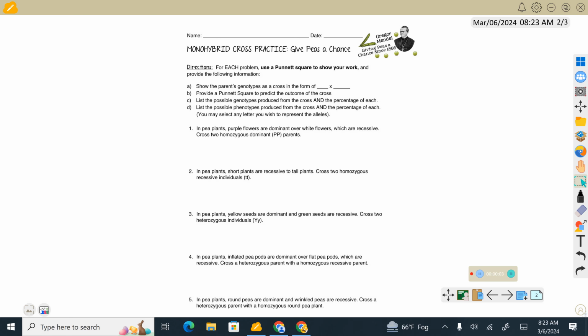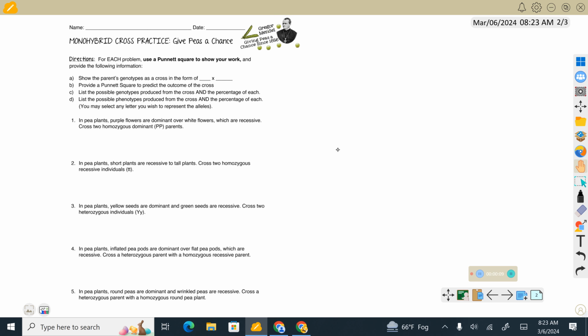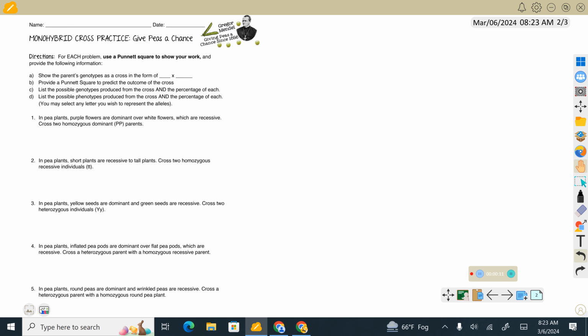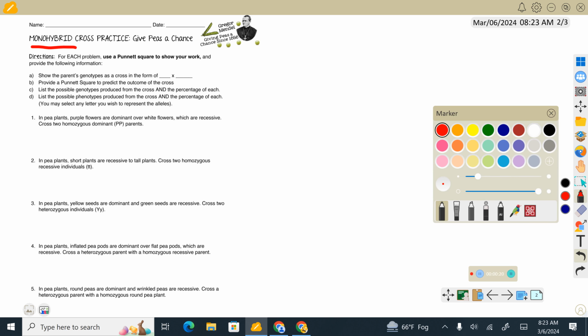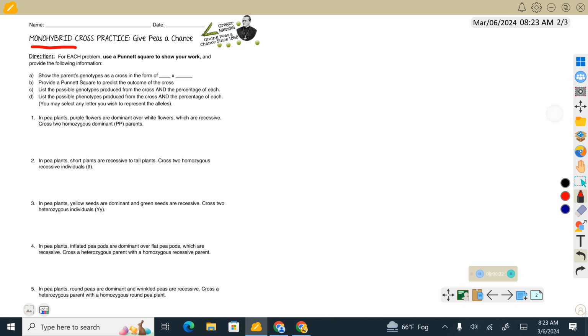So this is to help you. I have a lot of students that are saying they don't know what to do with these problems, and I'm going to try to make it very easy, very simple for you. Now remember, if you're doing a monohybrid cross, when you're looking at this word, monohybrid, that just means you're looking at one trait and you're trying to determine the probability of the offspring of that one trait.